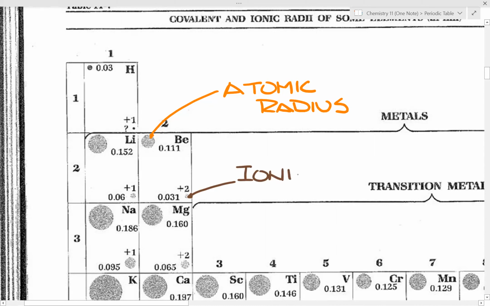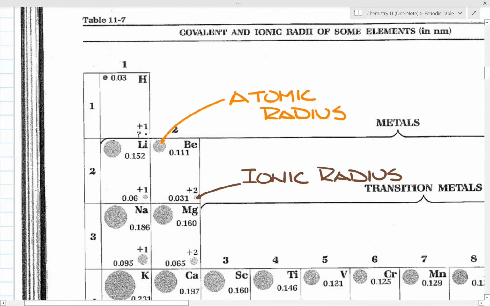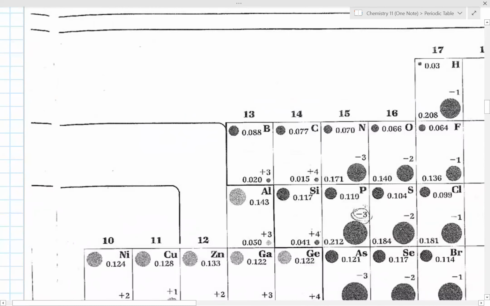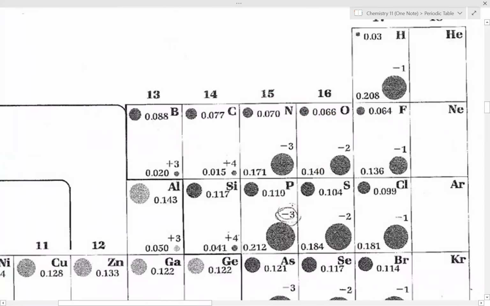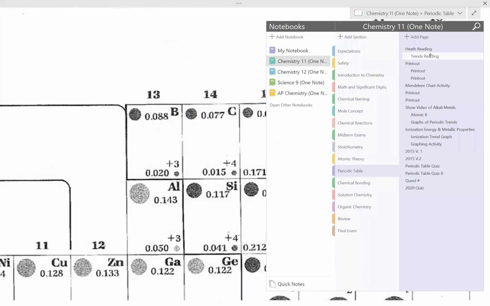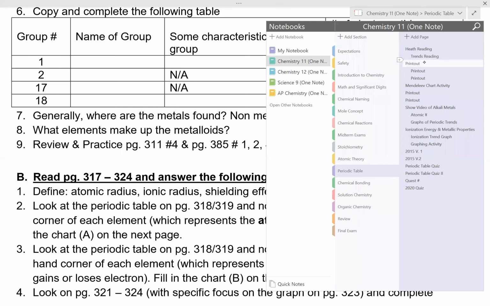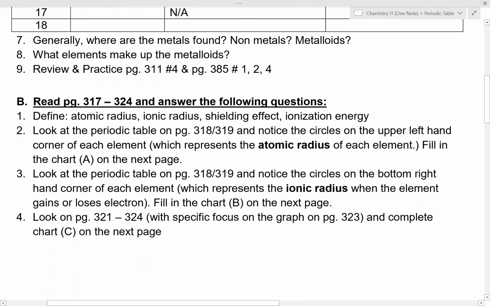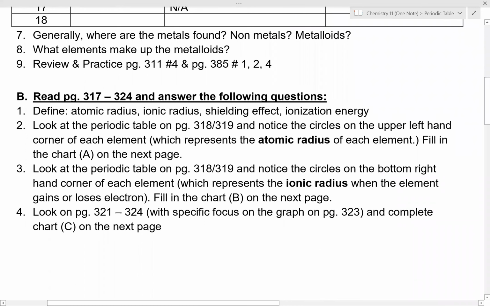So what happens to the size as it becomes an ion, whether it is a positive ion, or, if you look on the next page, a negative ion? I want you to be aware of this difference when you're reading through section B, because there's a difference in how question number 2 and question number 3 approach things.